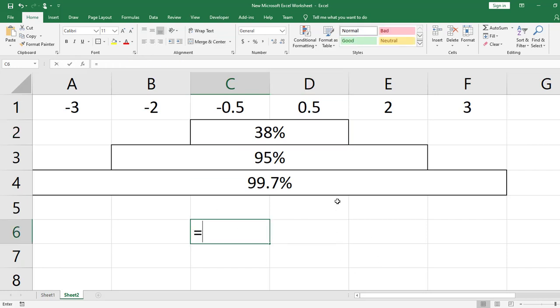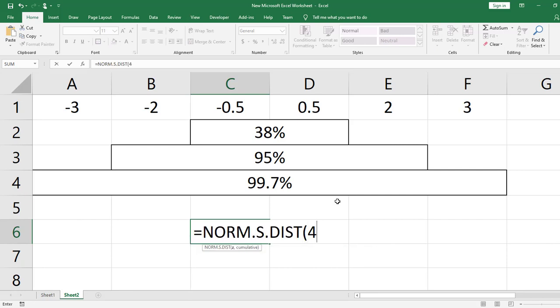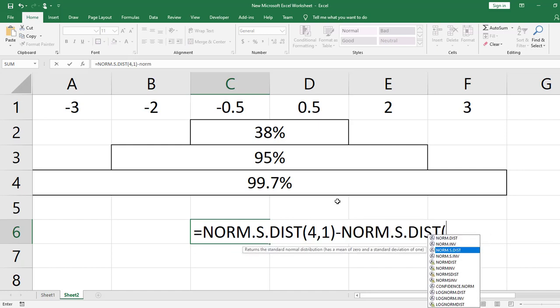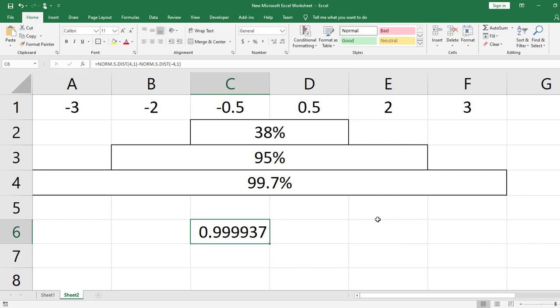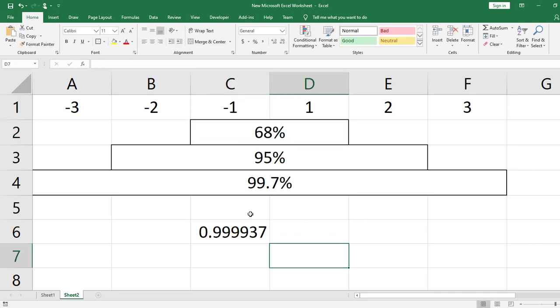Or if you're really curious, someone asked me this in class: can we go even farther beyond 3? We absolutely can. We can put in NORM.S.DIST of 4, 1 minus NORM.S.DIST of -4, 1. It's going to be a really high number, right? 99.99% of observations are within 4 standard deviations. But now that we know where this empirical rule comes from, we can find any number of other things.